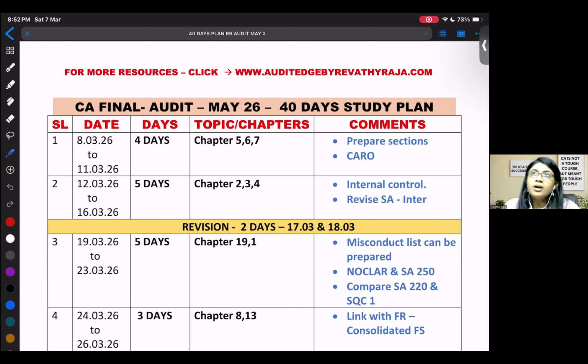This is prepared on a basis that you will spend around 3 hours for auditing. So you can change this plan according to your needs. If you're going to spend 6 hours on a day for auditing, then another day you need not study auditing.